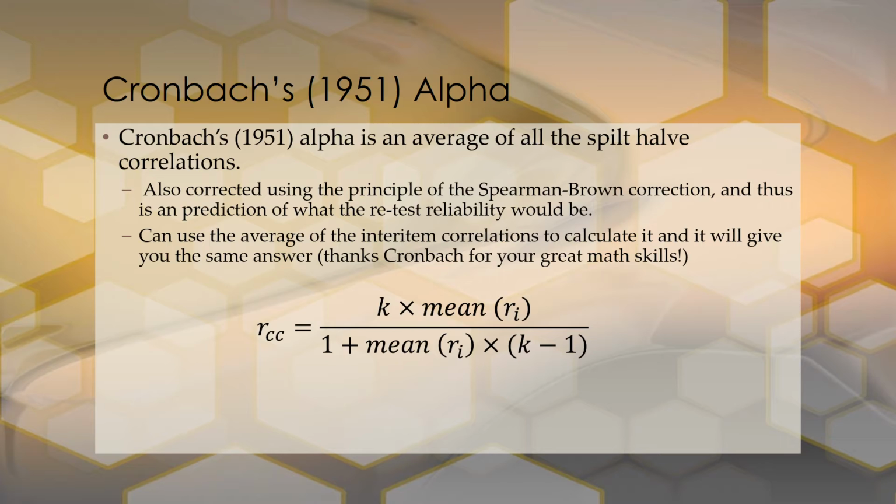So we are trying to estimate what the retest reliability would be based on the inter-item correlations, and that is the correlation between two items at a time. So we get the mean of the inter-item correlations, and then we plug it into this formula that we have here. Okay, and I will show you that in a second.